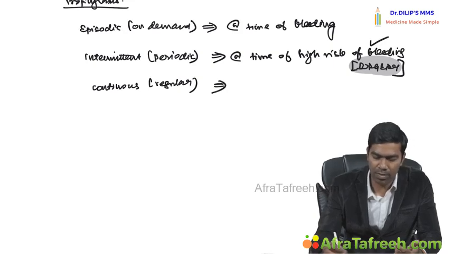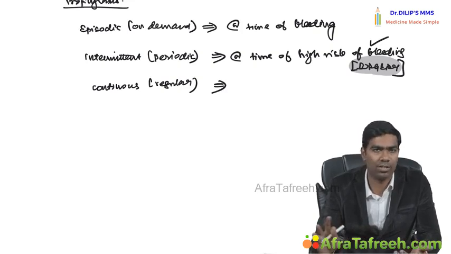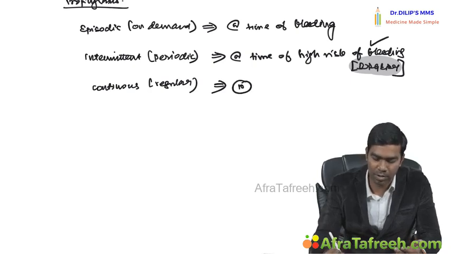If you give continuous prophylaxis, it means you have to give it continuously throughout life. That is called continuous or regular prophylaxis. But in continuous or regular prophylaxis itself, there are three types: one is called primary continuous, secondary continuous, and tertiary continuous prophylaxis.